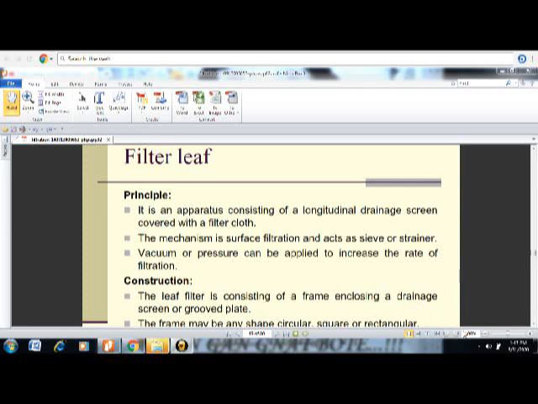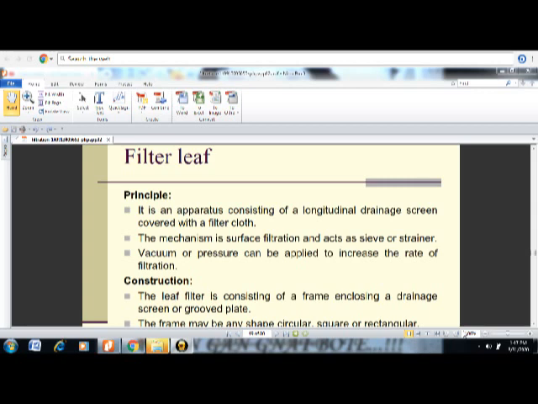Today we'll discuss the equipment used in the process of filtration. There are different types of equipment used for the filtration process. Surface filters, depth filters, filter leaf, metal filters, rotary drum filter, filter press, and membrane filters. Depending on the slurry you have to filter, the selection of the filter is done.